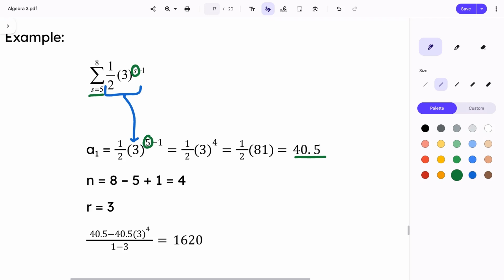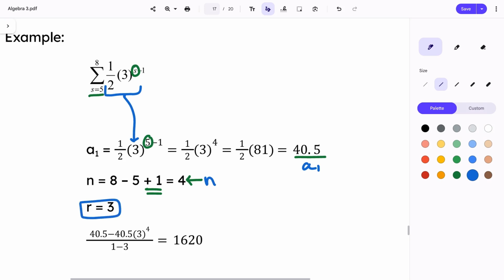Then to find your n, the number of terms in the sequence, we did this with arithmetic sequences as well. You take the upper limit minus the lower, so 8 minus 5, but then remember you have to plus 1 to make up for the one you didn't count when you began counting. So that's where this 4 comes from. And then the common ratio is 3. So we have our A1 is 40.5, our n is 4, and we have our ratio.